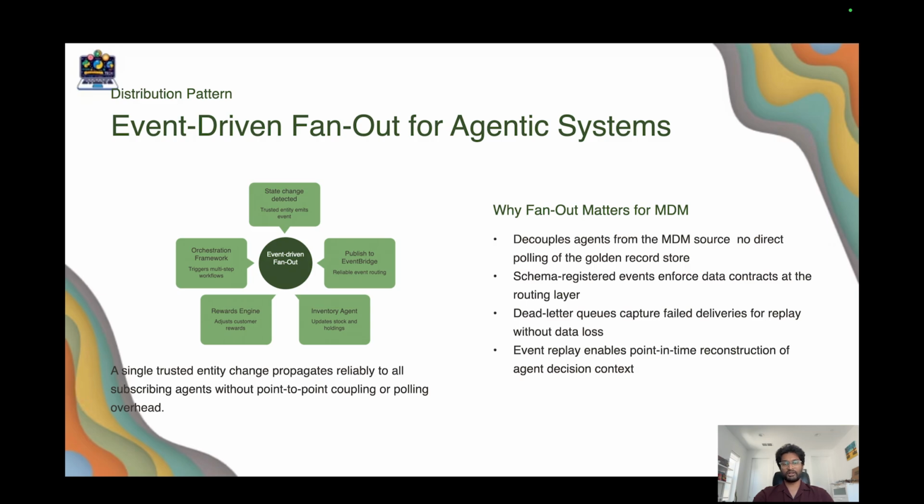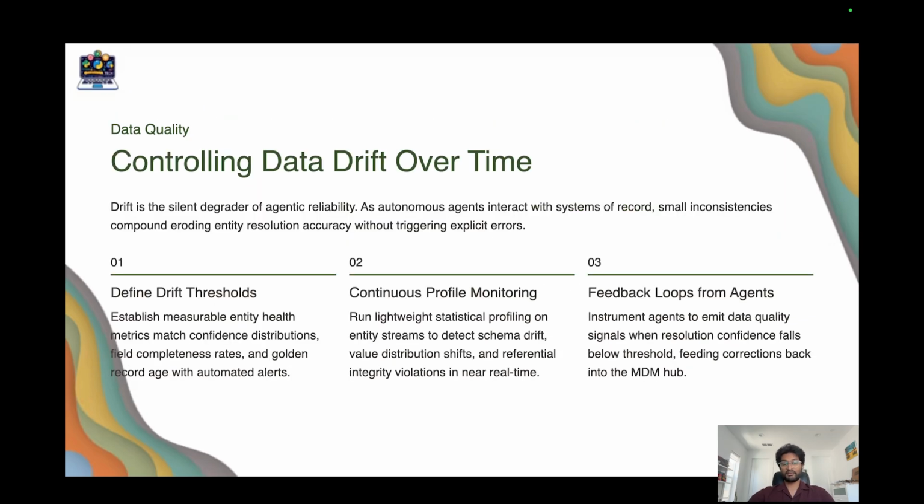But even with all of this in place, there is one thing that degrades so slowly you will not notice until it has already cost you. Drift. Drift is a silent killer of agentic systems because nothing breaks, no alarm goes off. The pipeline is green, and yet your match quality is decaying 0.1% at a time, until one day the agent is acting on entities that are subtly, consistently wrong.